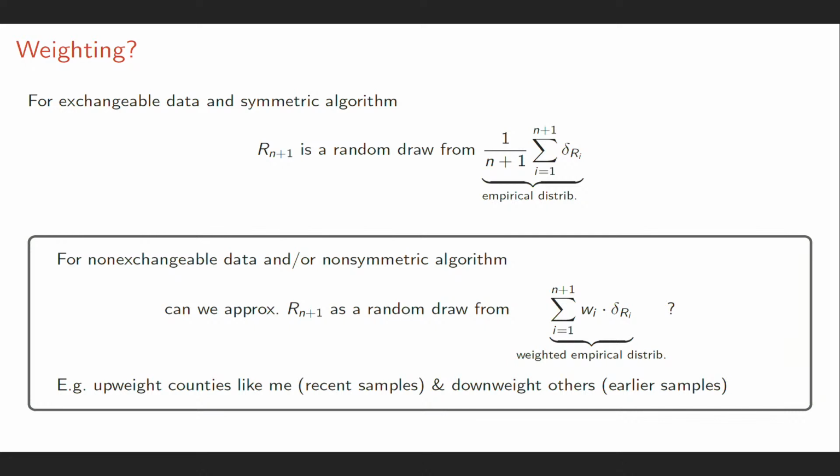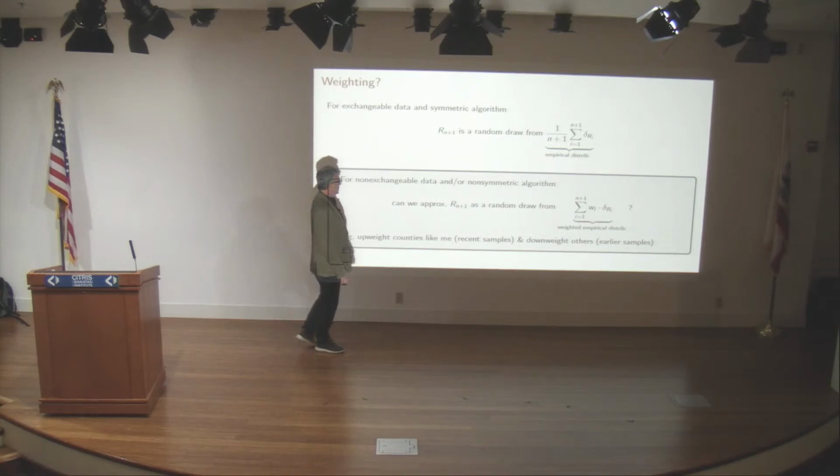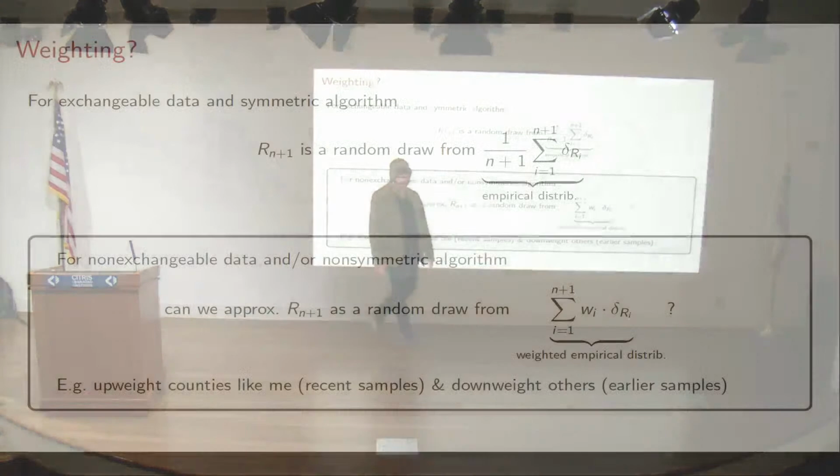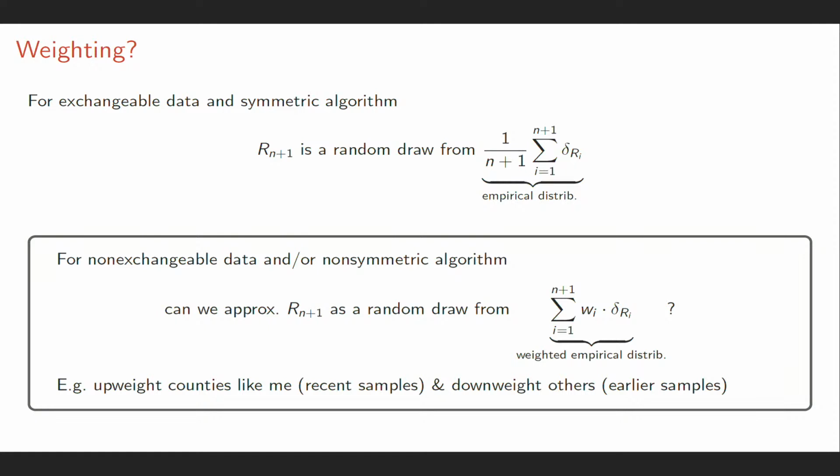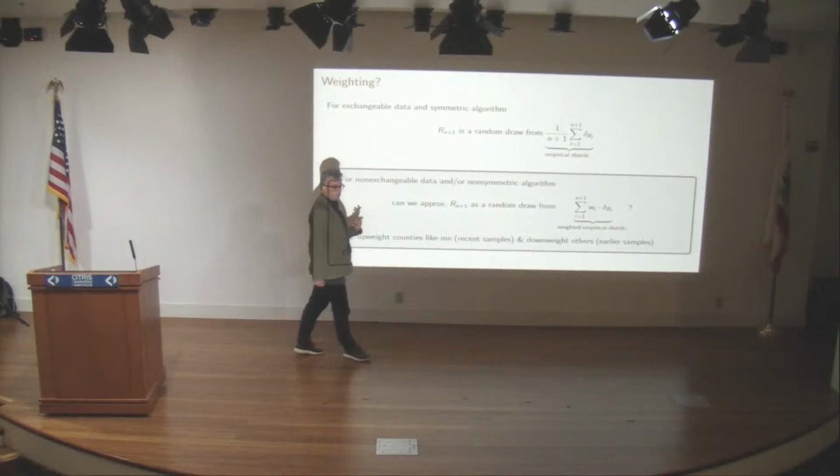But for non-exchangeable data, for example, as I move from east to west, what if there's more volatility? What if things are less predictable? Then it is not true that a western county is a random draw of eastern counties. So what we want to ask is: is it possible to approximate Rn plus 1 as a random draw from what I've seen? I only have the conformity scores I calculated, but a weighted distribution, where maybe some counties will be upweighted, maybe counties that look like me, and some counties will be downweighted, maybe counties that do not look like me. So if I'm about to predict Berkeley, maybe I should downweight a rural county in Alabama.